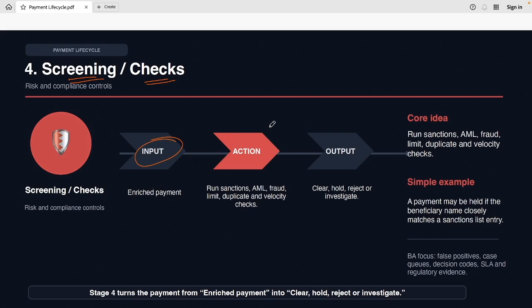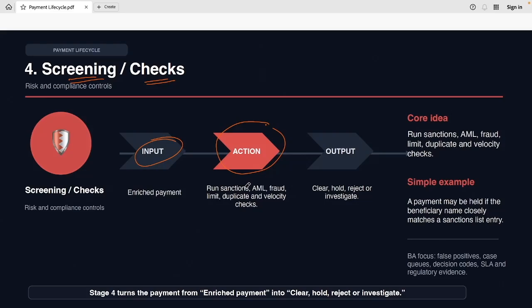With that information received by the system, it performs the following checks. It performs sanction screening, AML checks, fraud checks, limit checks, duplicate checks, and so on. So you might be wondering what is sanction screening.